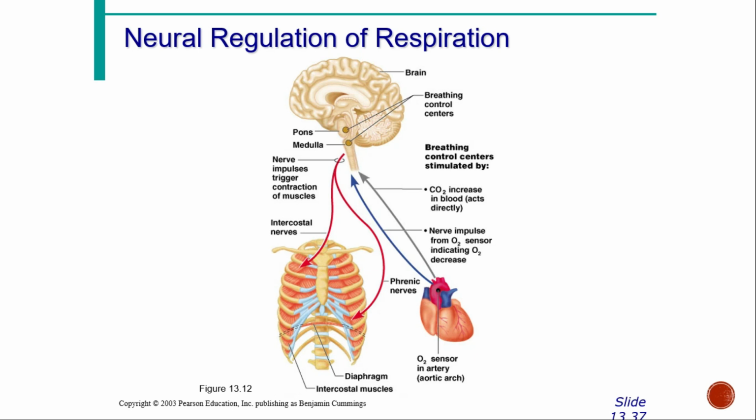Metabolic acidosis, therefore, is actually corrected by respiratory compensation, known as hyperventilation. So this is the mechanism by which regulation of blood pH is maintained through the respiratory system.